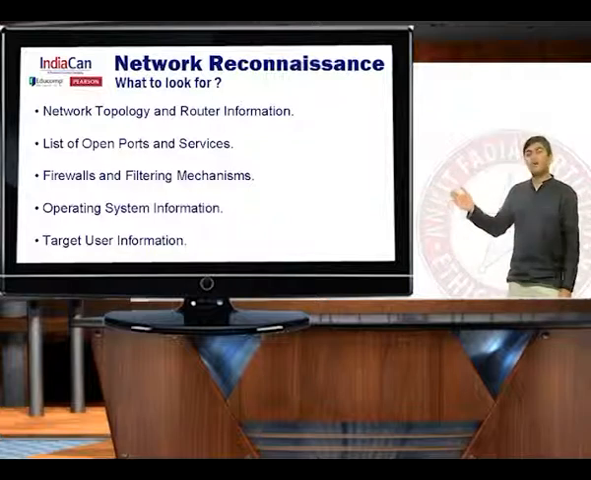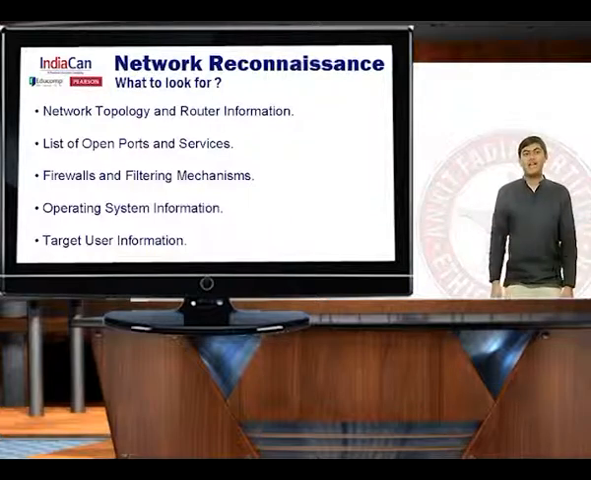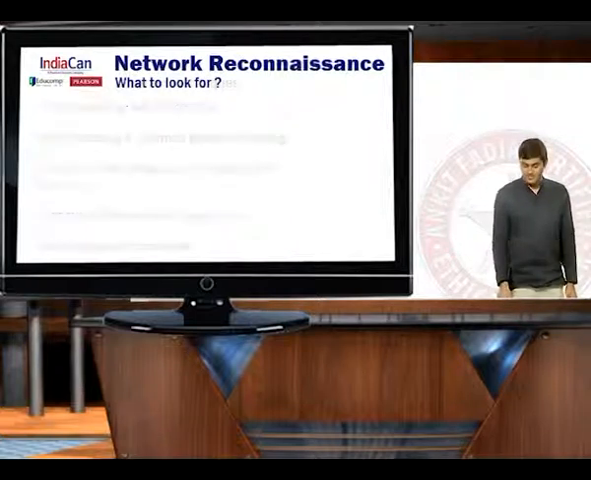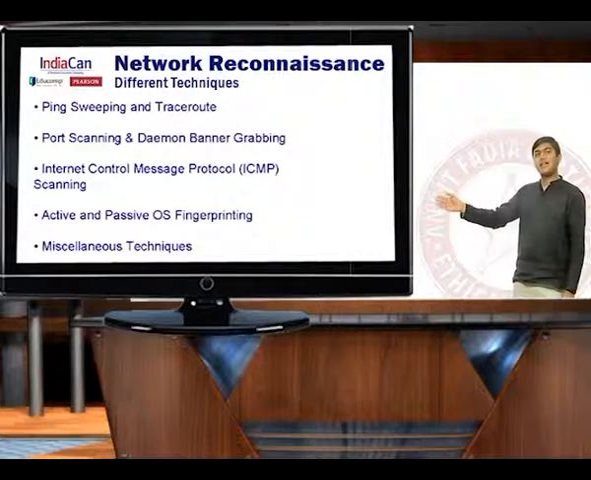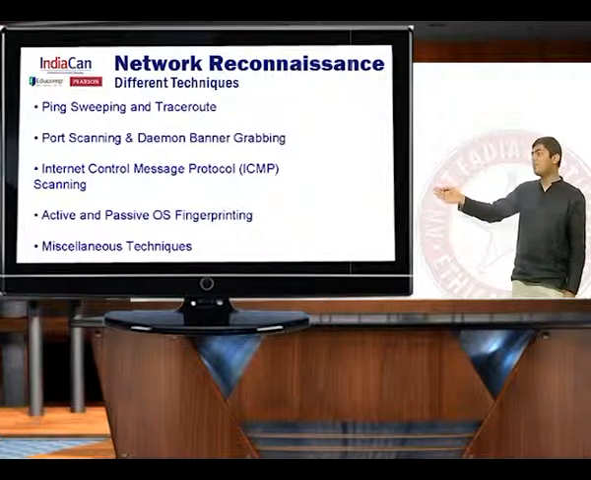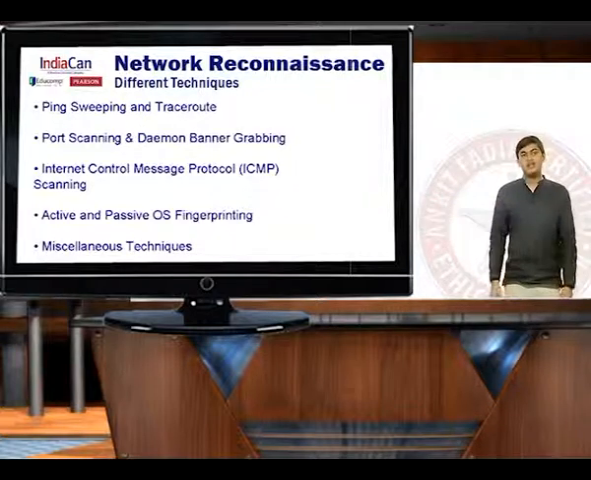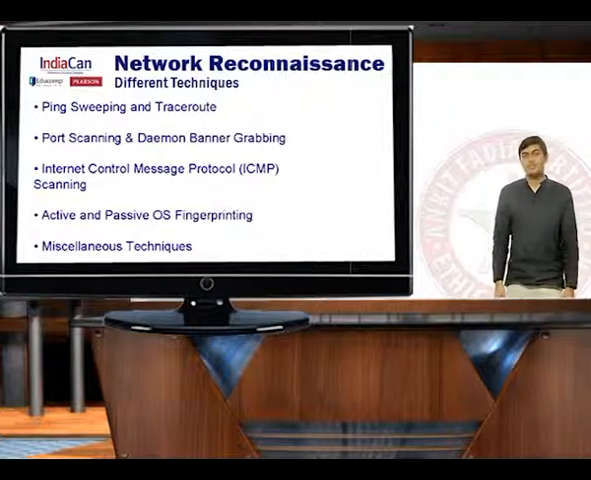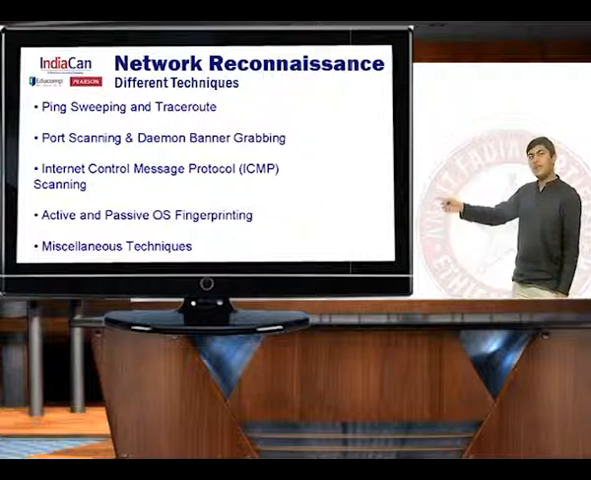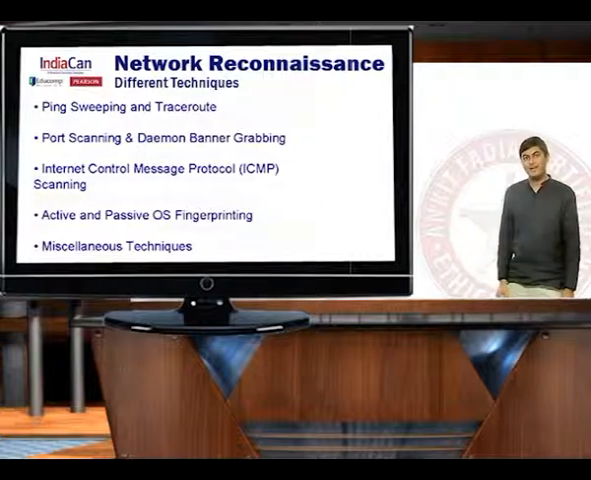Now that we know what to look for, how does an attacker actually execute information gathering? What are the various steps available for information gathering? Typically, an attacker can perform information gathering through ping sweeping and traceroute, port scanning and daemon banner grabbing, ICMP scanning or Internet Control Message Protocol scanning, active and passive OS fingerprinting, and finally, there are a lot of other miscellaneous techniques that help an attacker for information gathering purposes. We will briefly go through each one of these techniques one by one.